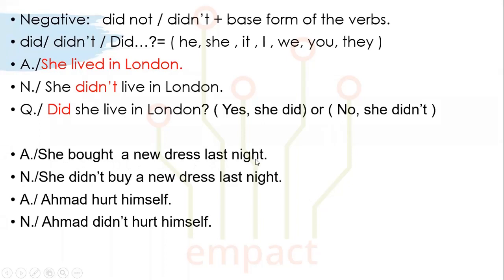Other examples for such irregular verbs, we have this example. She bought a new dress last night. She bought, right? She didn't buy a new dress last night. Never say she didn't bought. It will be wrong. Or Ahmed hurt himself. This sentence is past, okay? It's better to mention time expressions even at the end, like Ahmed hurt himself 2 hours ago, or last night, or last week. Okay, so Ahmed didn't hurt himself. Hurt and hurt never change, because that verb is double irregular.